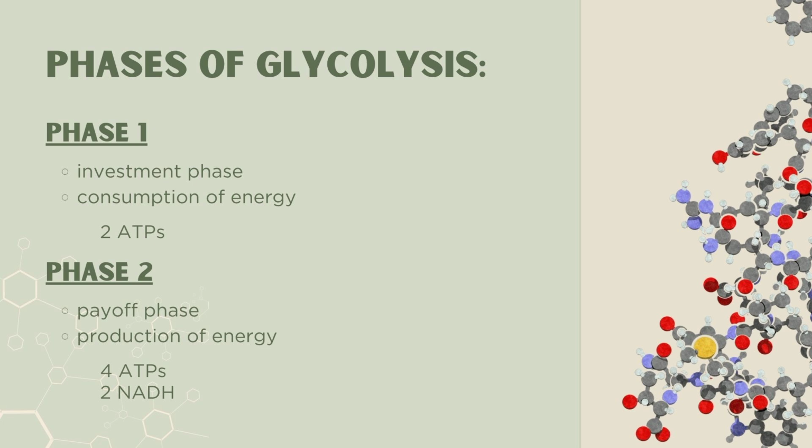Before delving into the actual process, I will first describe each phase of glycolysis, which are the first and second phases. The first phase is the investment phase, which consumes energy. By the end of this phase, it will have consumed 2 ATPs. The second phase is otherwise known as the payoff phase, wherein energy is produced. Ultimately, this phase will yield 4 ATPs and 2 NADH. With everything explained, each phase has 5 steps, thus resulting in 10 steps overall.